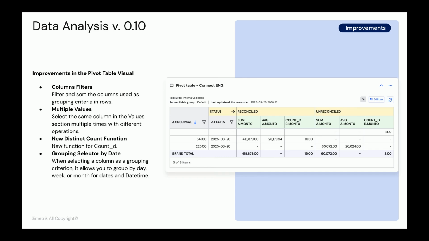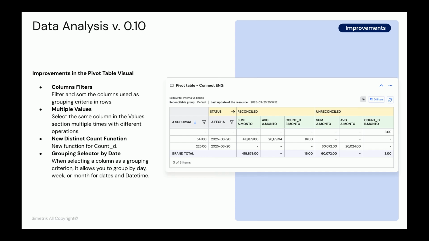The second improvement is that you'll be able to select the same column in the values section of the configuration. What this allows you to do is apply different operations to the same column. For example, if you have an amount column, you can select it twice, once with the sum operation and once with the absolute sum operation, and you'll be able to see both results.